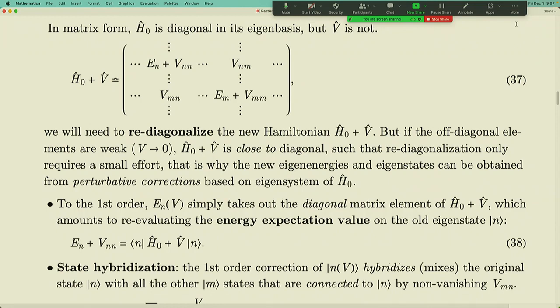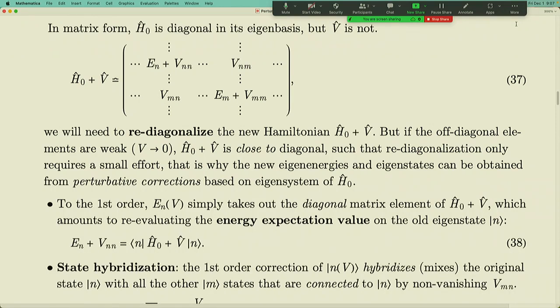The diagonal matrix element goes like En plus Vnn. I can just treat that as my new eigenvalue, because if I'm blind to all these off-diagonal matrix elements, this is just another diagonal matrix. So that is indeed the case. If you simply write down this perturbed matrix and read out the diagonal matrix element, the diagonal matrix element is the first order correction of the eigenenergy. So that's why, to the first order, the eigenenergy correction is simply the diagonal matrix element, which is also just re-evaluating the energy expectation value on the old eigenstate.